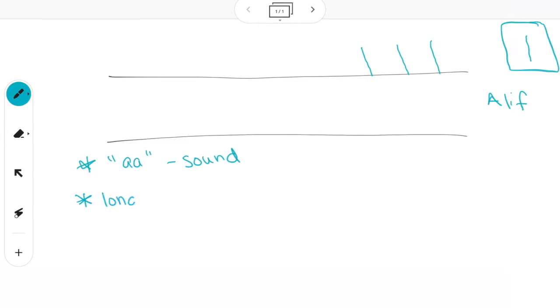Alif is a long vowel. And a long vowel means that it is a letter that elongates the sound of a consonant. Alif, okay.